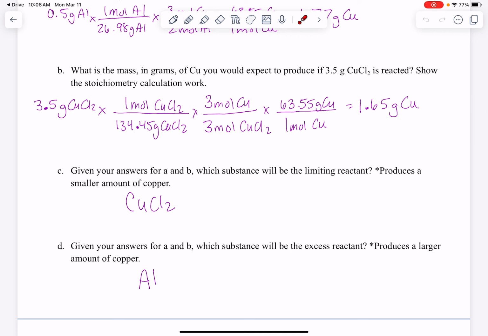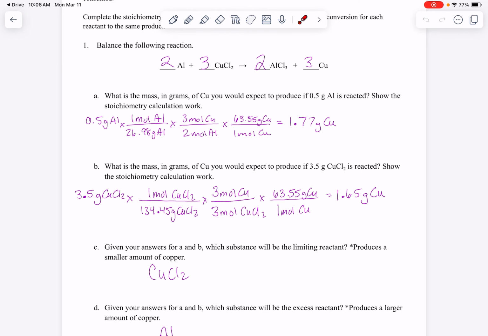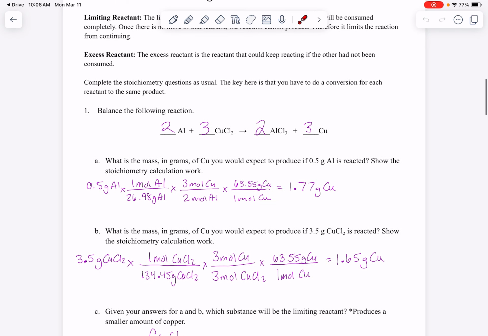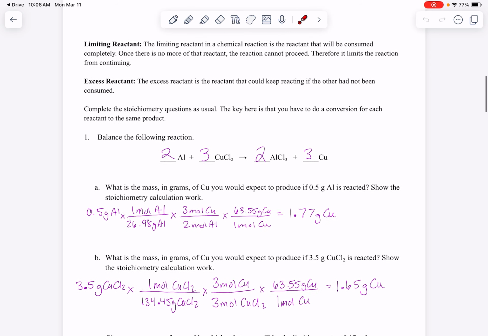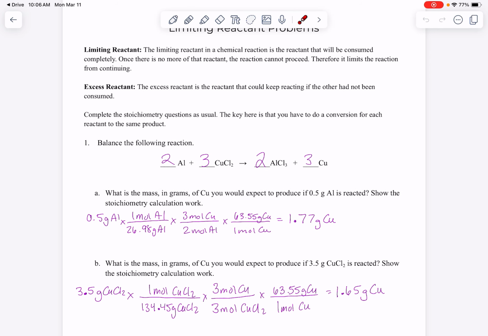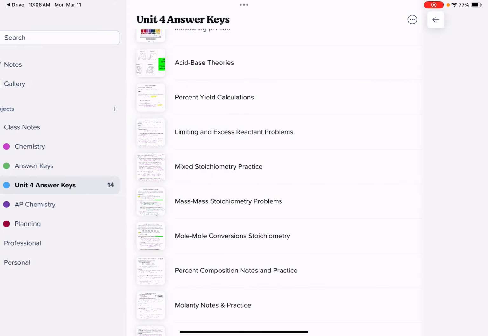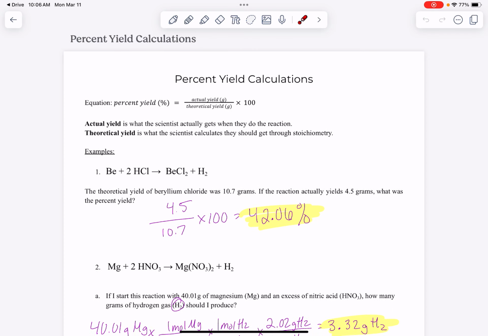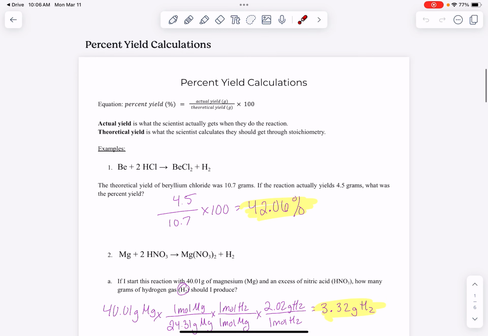These problems are just stoichiometry problems with one extra layer of analysis, so just know the vocab for limiting and excess, which should be in your notes. So limiting produces the lower amount, excess produces the higher amount. Then we got to percent yield, which was similar to the lab with the vinegar and baking soda that we did, because you had to identify what the limiting reactant was and then use that to calculate your percent yield.